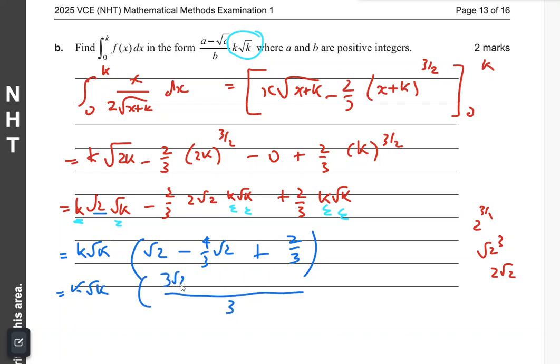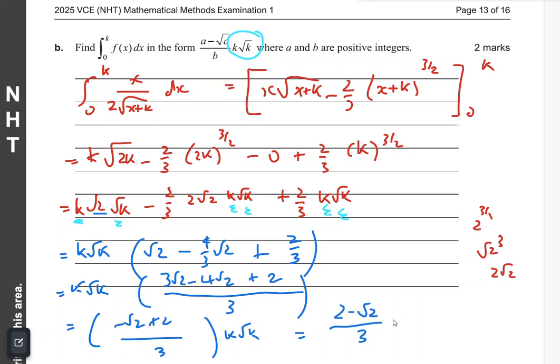That becomes 3 root 2. This is already, so minus 4 root 2. And this is already over 3, so that's plus 2. So I've got, on 3, minus root 2 plus 2, k root k. So if I rearrange that as 2 minus root 2 all over 3, k root k, that's the form that I want. Done.